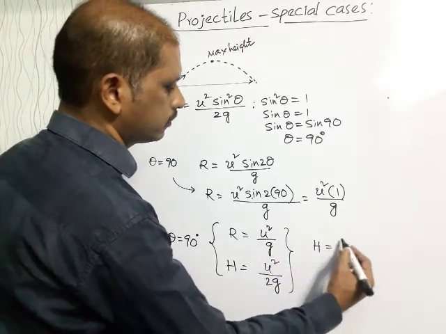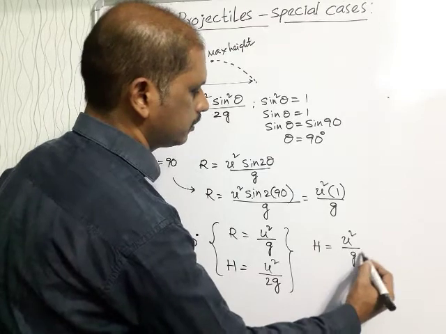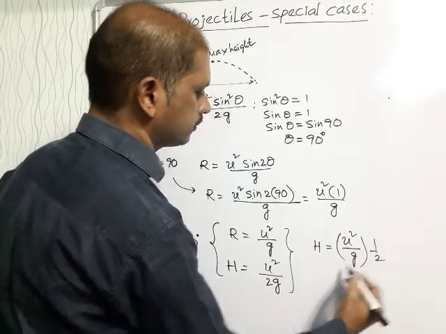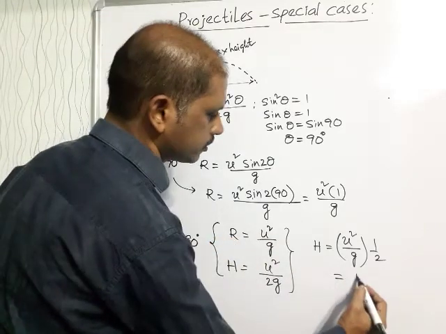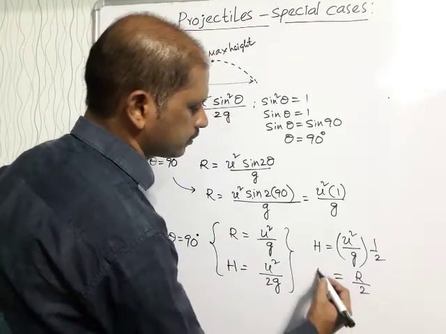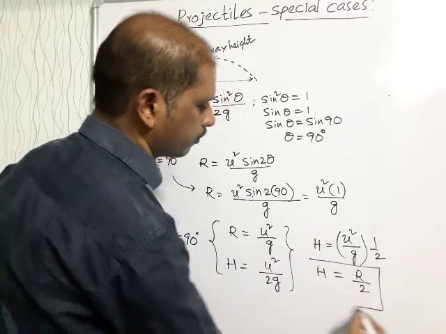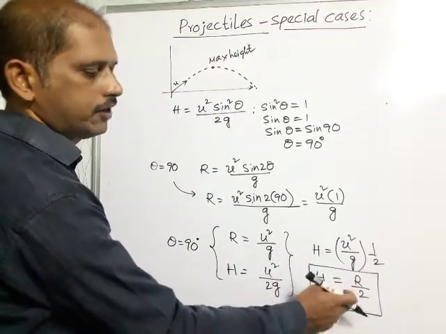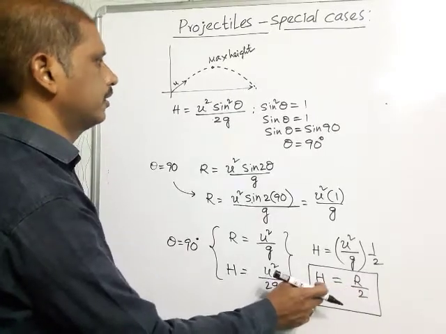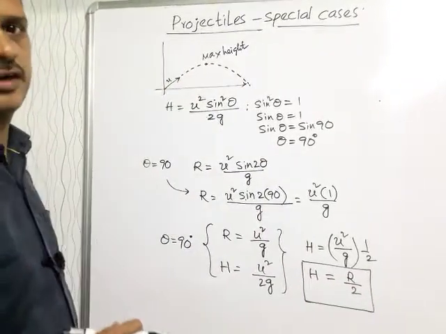h is equal to u square by g into 1 by 2 you can write. But u square by g we already got as r, that is nothing but range by 2. So h is equal to r by 2. So with this range, if you project at half of the range, then you can get the maximum height for the projectile. Okay.